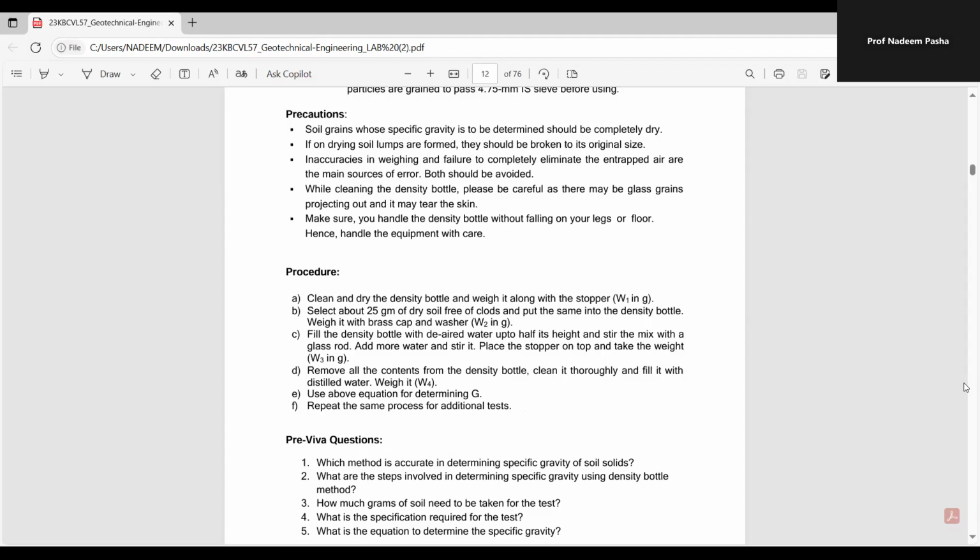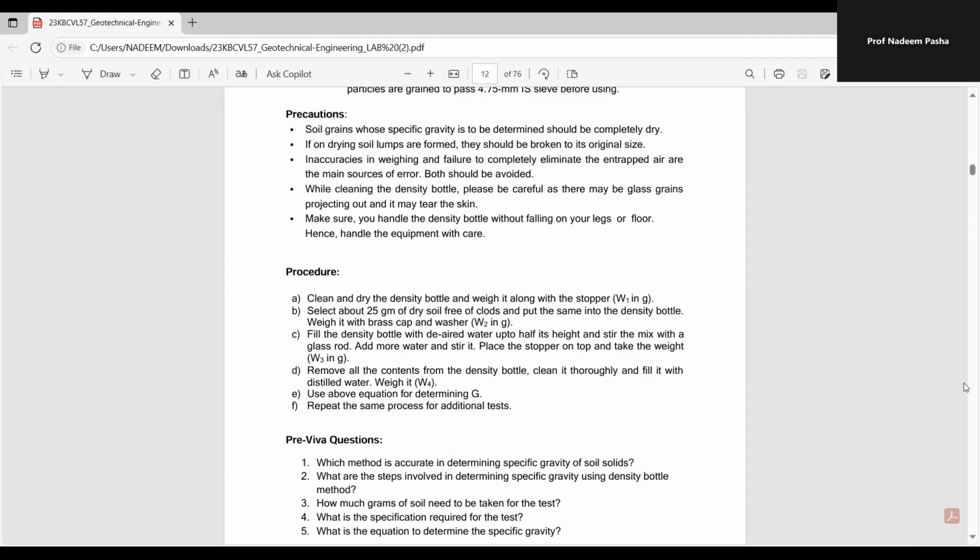Same procedure we are following here also, but the difference is there it was a pycnometer, here it is a density bottle, and there it was a conical cap, here it is a stopper. Next, fill the density bottle with water up to half of its height and stir it with the glass rod, add more water and stir it. So this third step is also the same. We are filling half of the density bottle with water, half is your soil, completely filling up to the top, weighing with its stopper, that will be W3 gram.